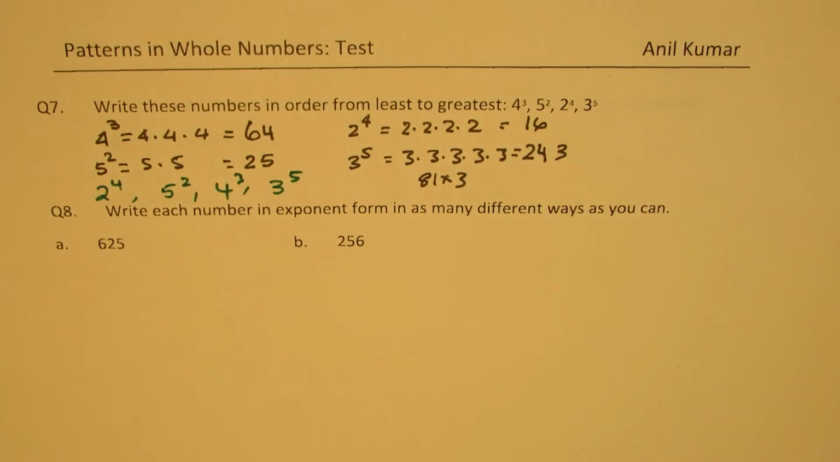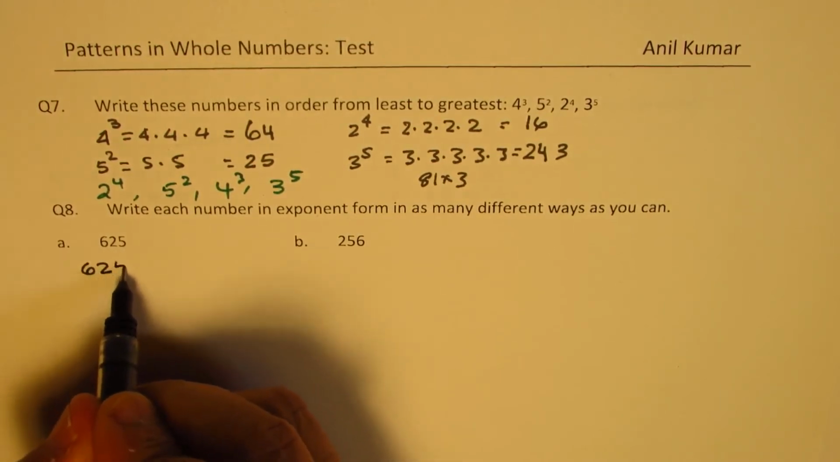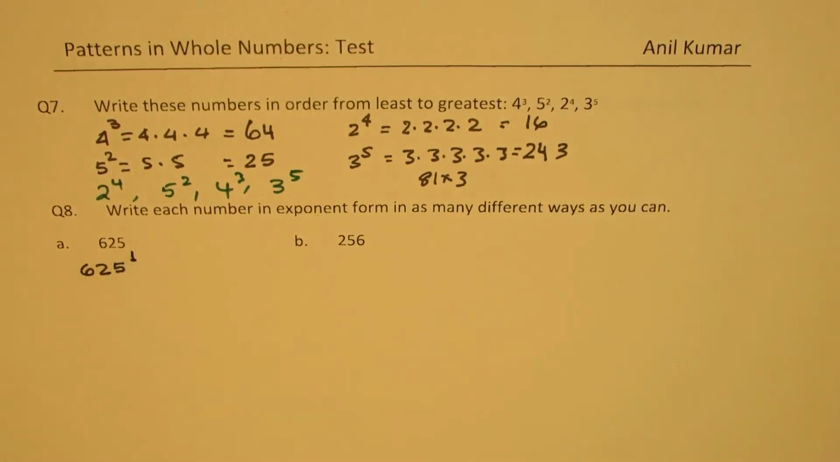Question number 8. Write each number in exponent form in as many different ways as you can. Now that is a very interesting exercise. So I'd like you to pause the video and then answer this particular question. To give all the possible ways of writing it, prime factorization is indeed a very good method. You could straight away also write this 625 to the power of 1, since every number can be written that way. That is also exponential form.